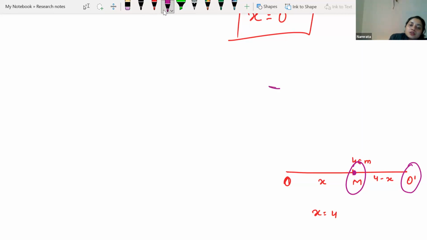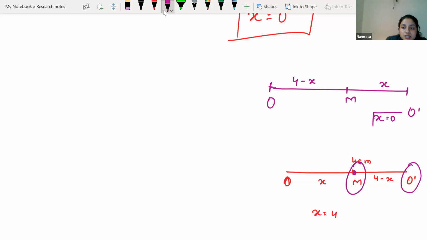In the first case, what have I assumed? I have assumed that O' is there. Here we are having point M. Here, let's say this is x. So this will be 4 minus x. So we were getting x value as 0 in the first case, and we started thinking, why are we getting 0? We are getting 0 because O' and M is the same point. Is it getting clear?